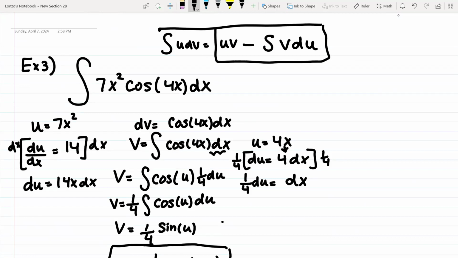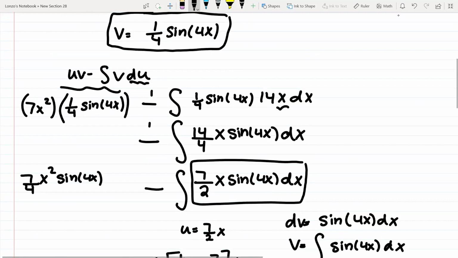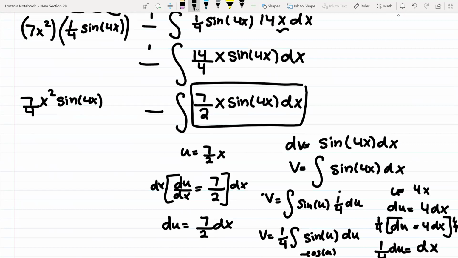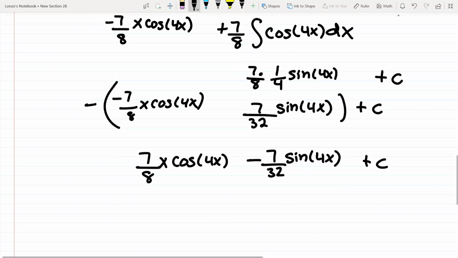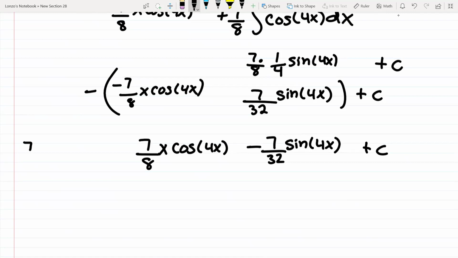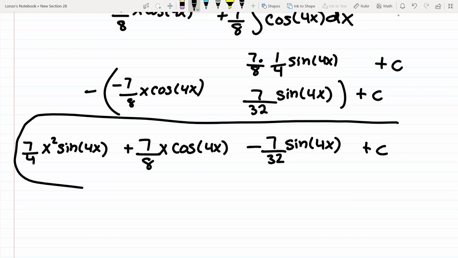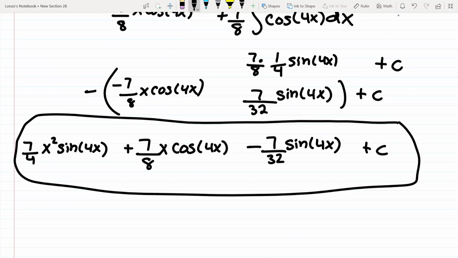And then remember, we also had that uv, so we said our uv right here from the beginning was 7/4 x squared sin of 4x. So bring that down. So this is your final answer. The final answer is 7/4 x squared sin of 4x plus 7/8 x cosine of 4x minus 7/32 sin of 4x plus c.